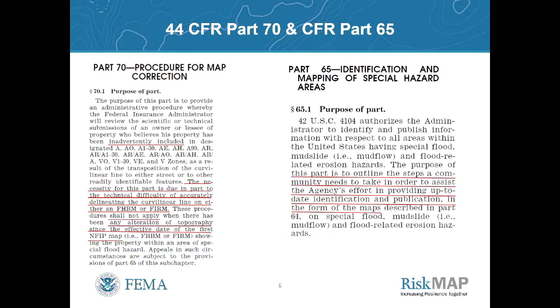So the maps certainly are not perfect. We all know that. There are scale limitations when creating a map, and that creates the necessity for this part. Part 70 procedures do not apply for topographic alterations or any kind of placement of fill, whereas Part 65 contains procedures for issuing LOMRs and LOMRFs. So this would be for topographic alterations and the placement of fill. And this part discusses criteria and requirements for communities that can assist FEMA in providing up-to-date flood hazard identifications when these alterations and projects occur.